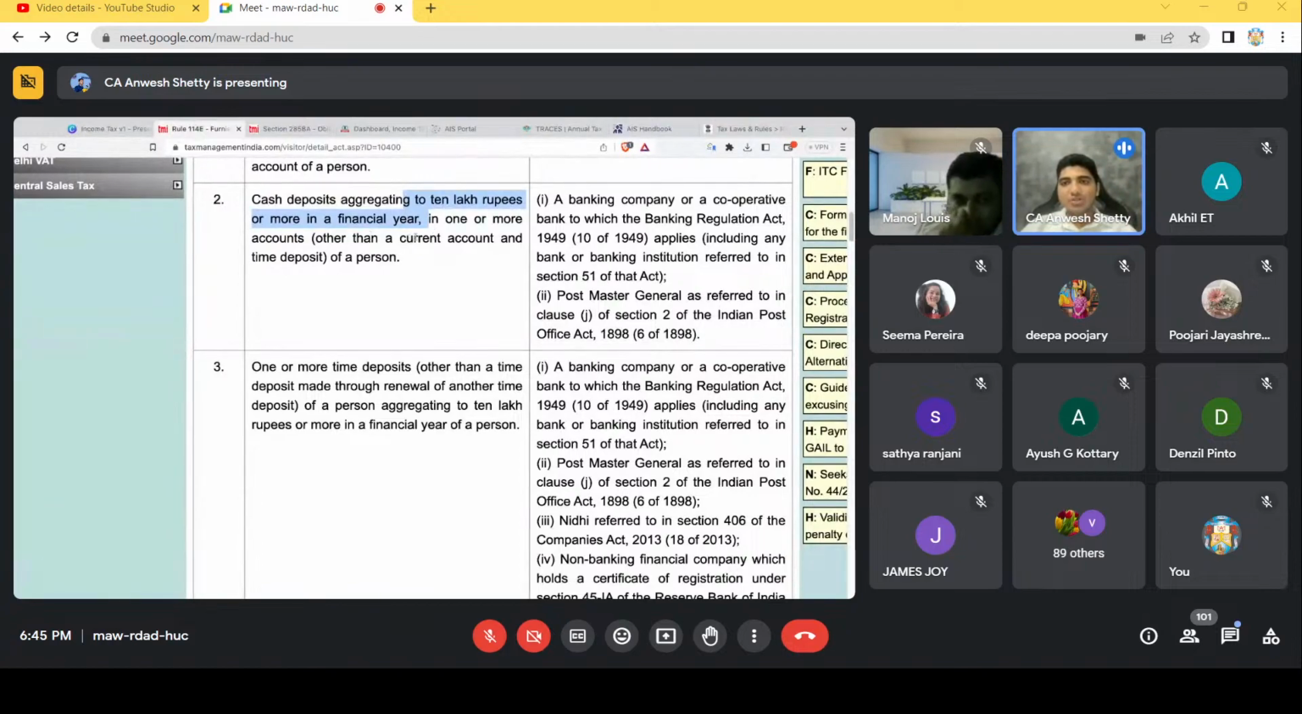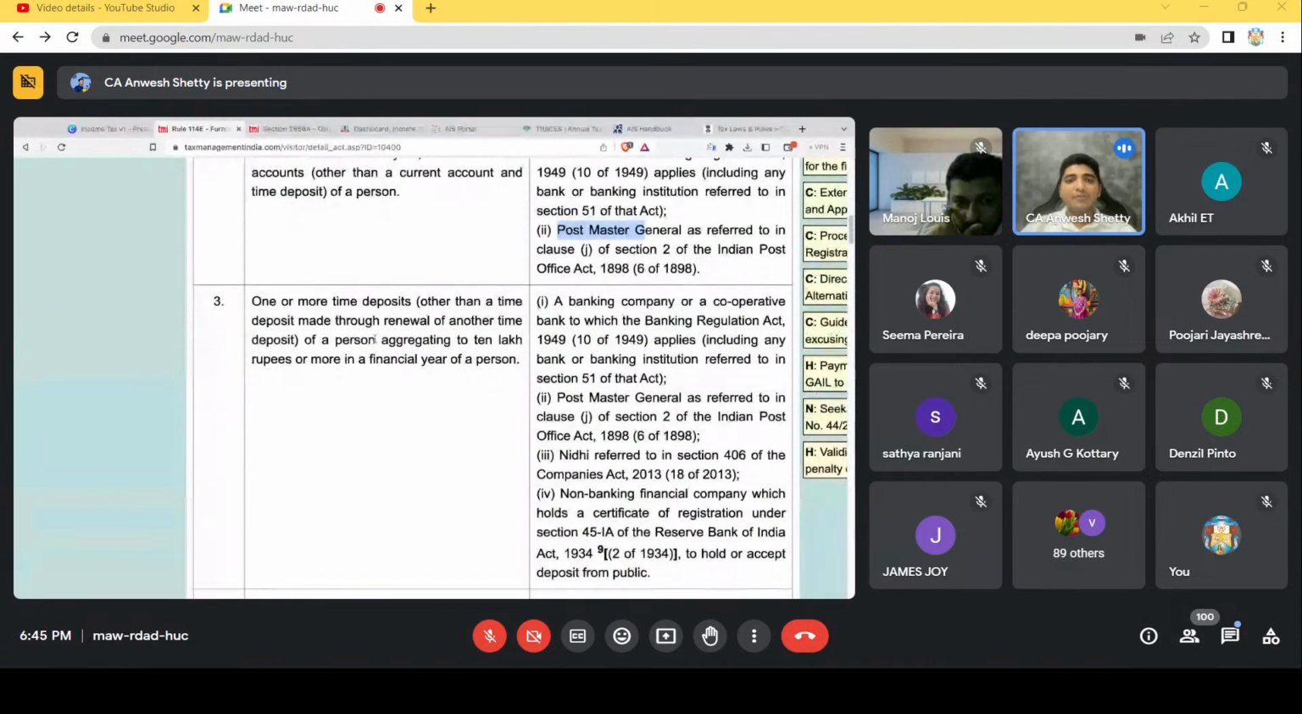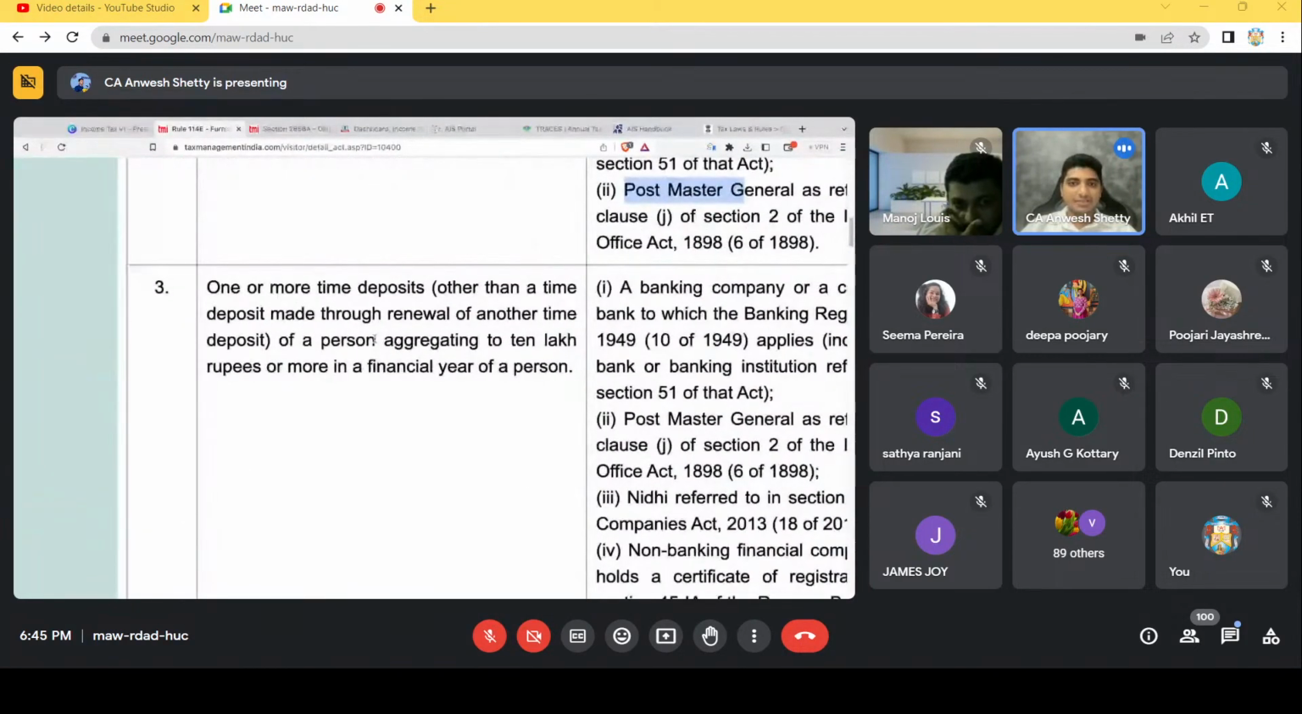Okay, so it is not only the bank, even for the post office it is mandatory. Even the postmaster has to report it to the department. So the next one is if you're having fixed deposits. If you're having time deposits of more than 10 lakh rupees per year of a person, aggregating to 10 lakh rupees, then they have to report.